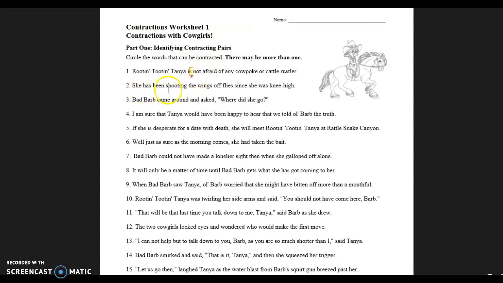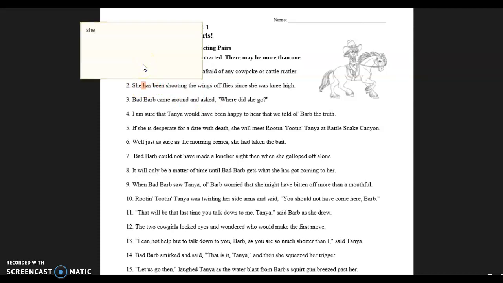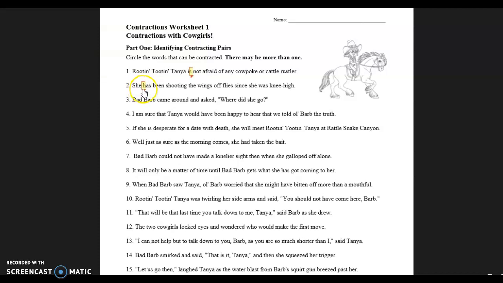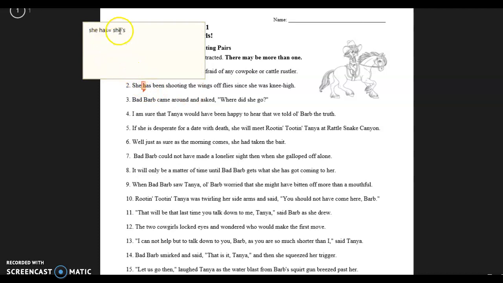Let's do another one. She has been shooting the wings off flies since she was knee-high. Which one do you think can be contracted? Has. She has can become she's. Sorry, let me write it. She has can become she's been. So the sentence would become she's been shooting. Okay? So she has, we deleted the HA and we put the apostrophe instead of the HA.